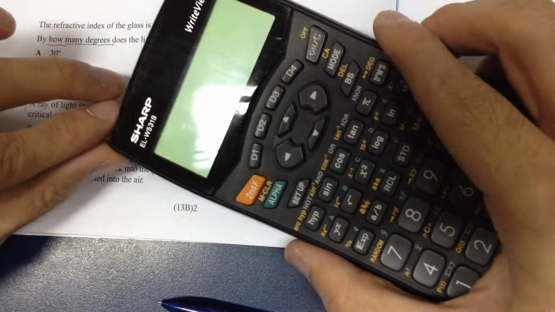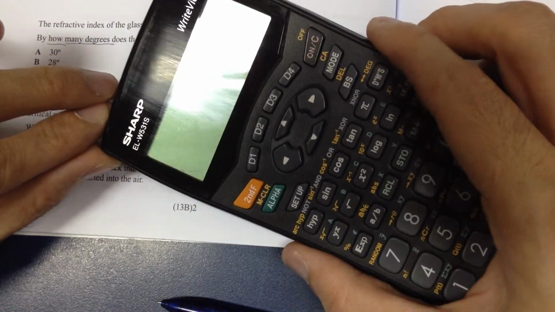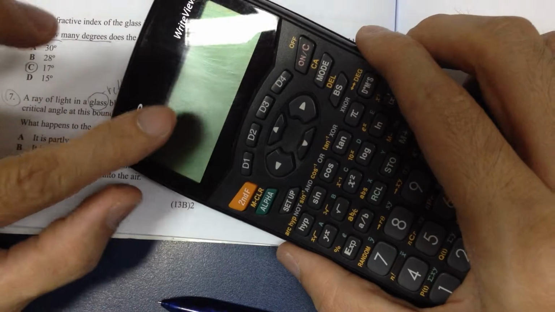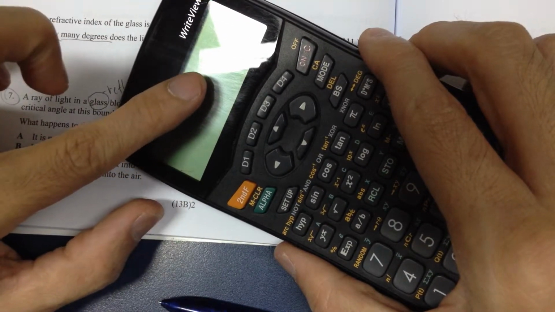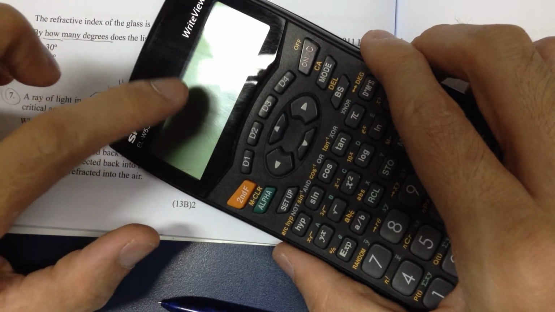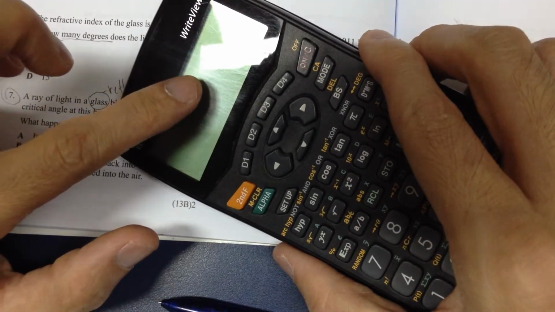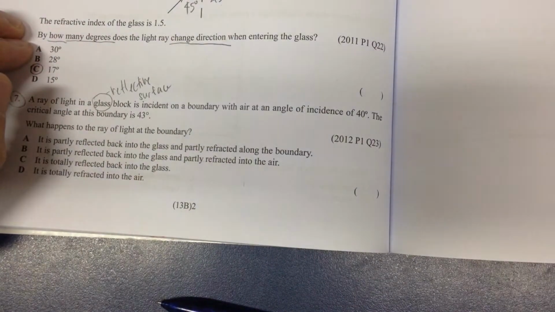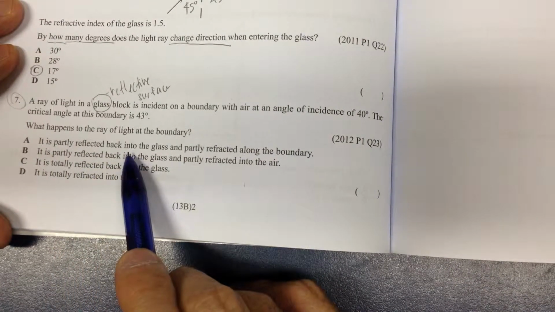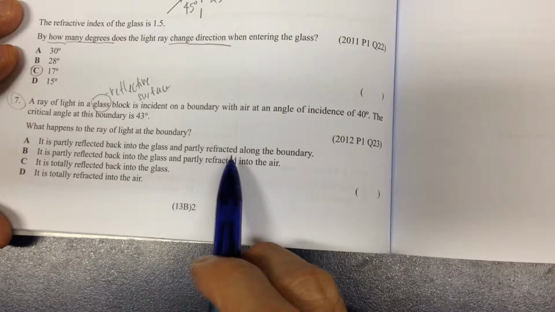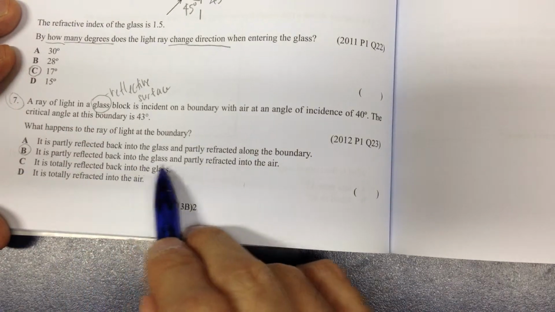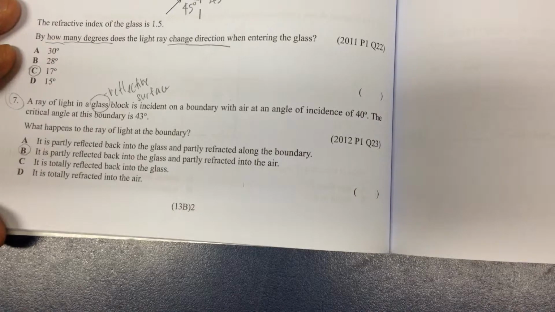An example is this calculator. You can see, even though this is not glass, this is plastic, it has the same properties. You can see the reflection of the fluorescent light from the screen. So although some lights pass through the plastic, some of the light is actually reflected back to our eyes. So because of that, the answer should be, it is partly reflected back into the glass and partly refracted into the air. So the answer should be B, partly reflected back into the glass and partly refracted into the air. So that's the answer.